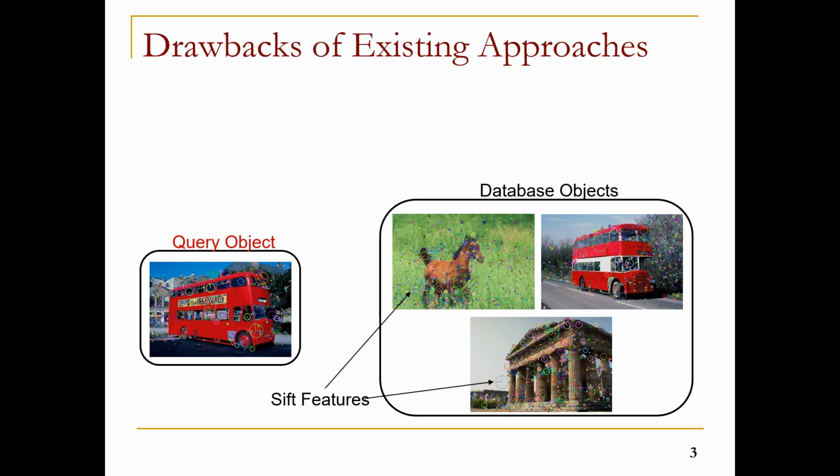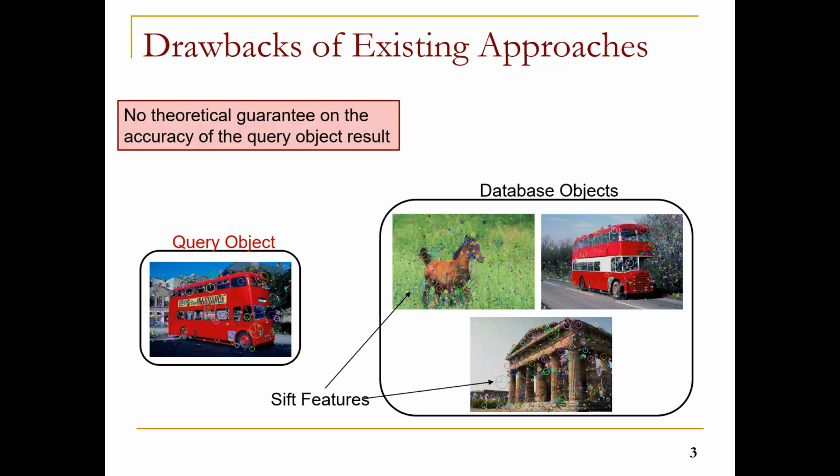There are two main drawbacks of this approach. One, the theoretical guarantees are on the results of each feature query, and not on the results of the overall multimedia query object. That is, the theoretical guarantee will be on the nearest neighbor points for each SIFT feature in the image, but there are no theoretical guarantees on the results of the query image.